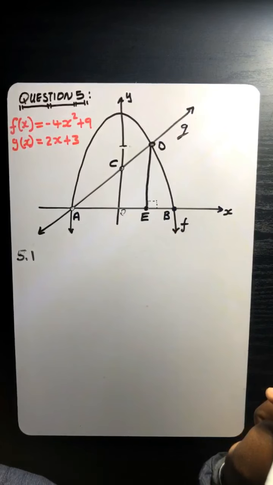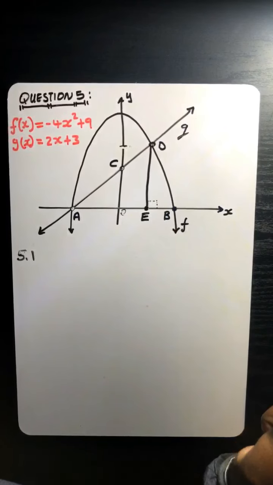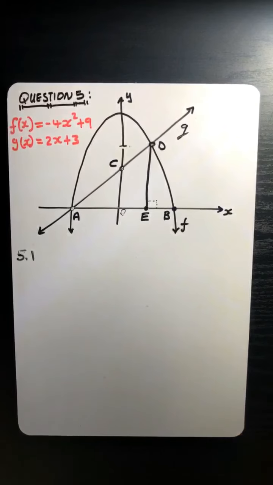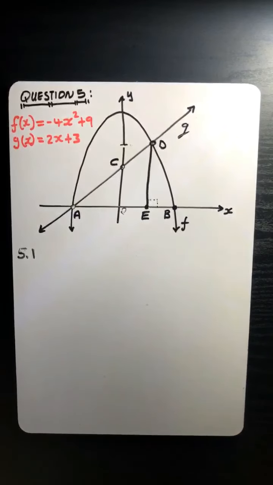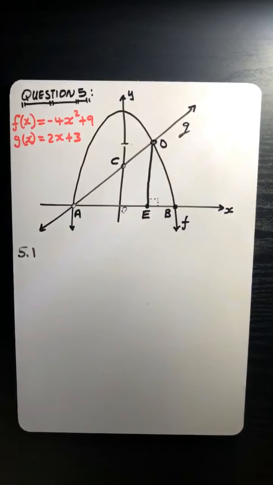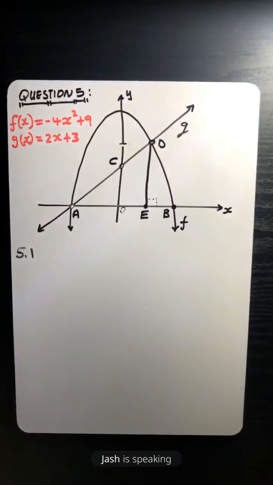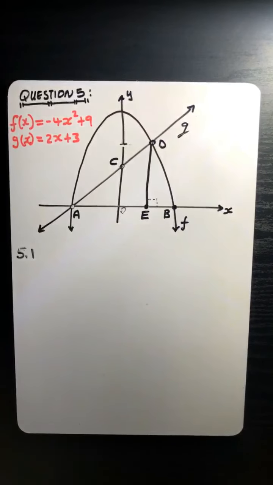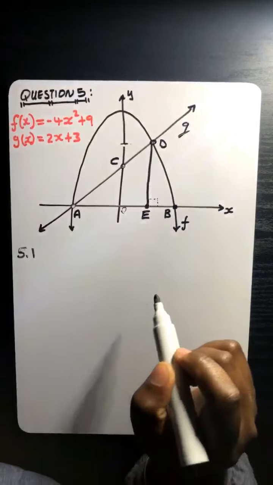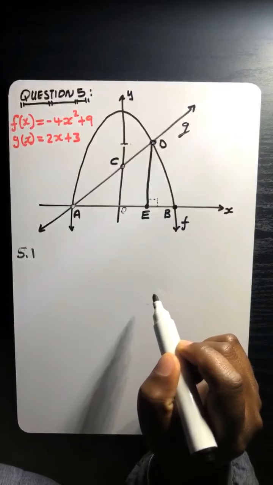So now I think we are ready to start answering the first question. Can someone just read for us the first question? What is the first question saying there? Write down the coordinates of C.